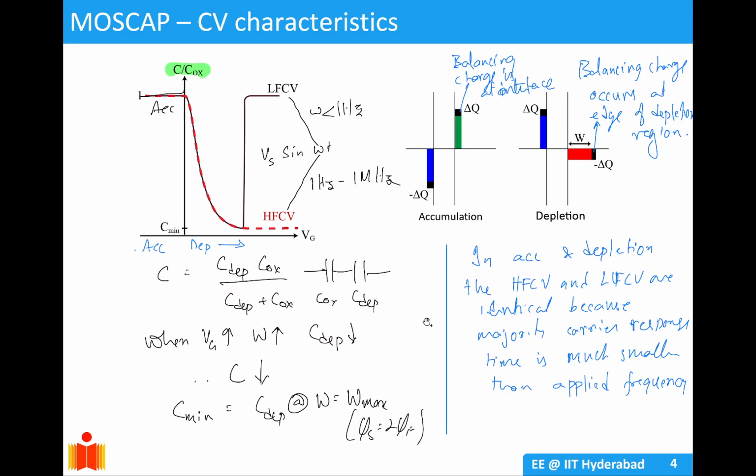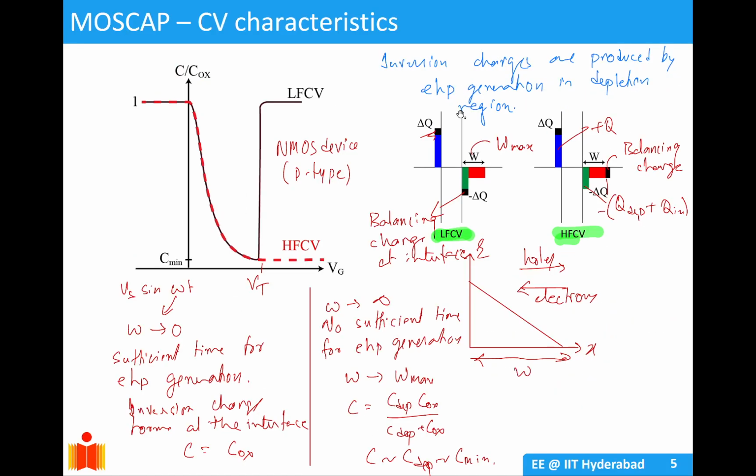But in the inversion region, what happens is you have a thin sheet of minority carrier charges, and they now respond to your AC signal instead of a change in depletion width.